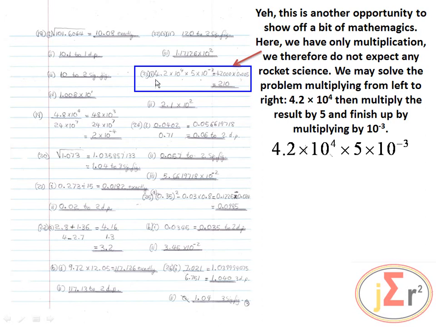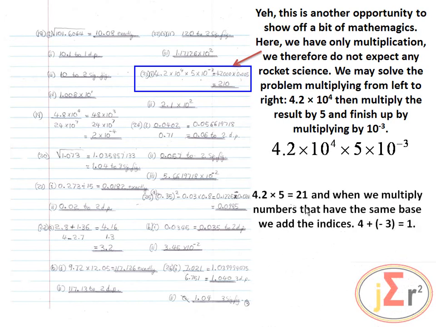Beginning from left to right, we have 4.2 that we multiply by 10 to the power of 4, then we multiply by 5, then we finish up by multiplying that result by 10 to the power of negative 3. 4.2 multiplied by 5 is equal to 21. And when we multiply numbers that have the same base, we add the indices.